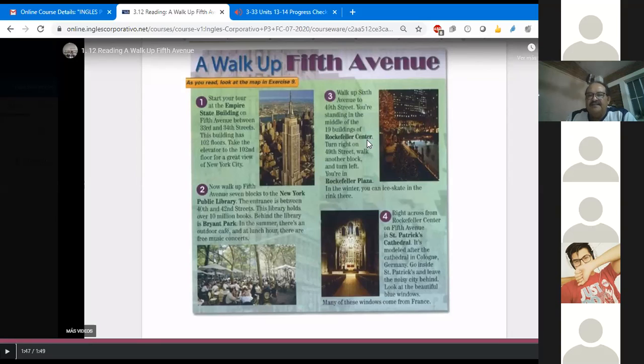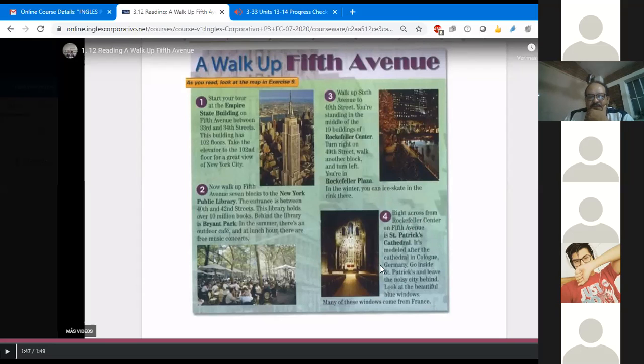Y lo pronuncian centa. Rockefeller centa. Pero los americanos comúnmente dicen cena. Cuando hay una NT, por lo general lo pronuncian como una N, ¿verdad? Right? Center. Yeah, center. Okay. So if you say center, no problem. If you say center, it's also okay. Muchas veces es como esta palabra.